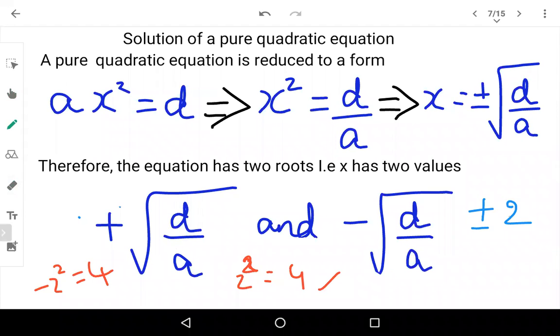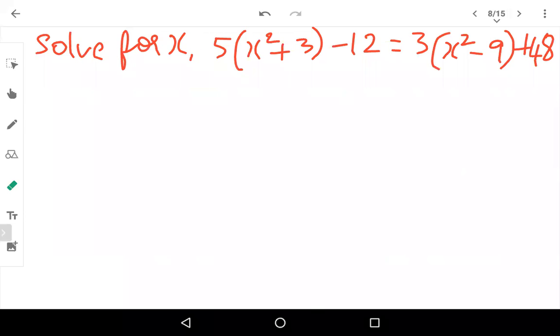So here it can be either plus 2 or minus 2. Did you all understand how the two roots are formed? Throughout this quadratic equation topic, we will be solving problems where you will have two solutions, two values. Okay, fine. So let us go to the first problem.